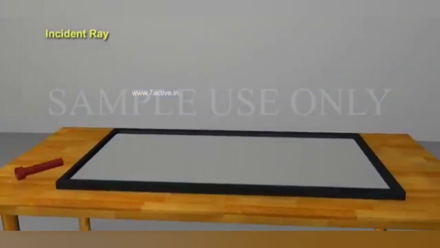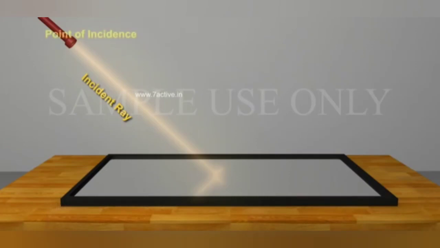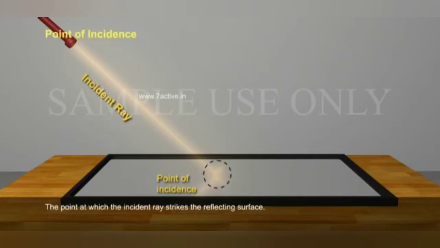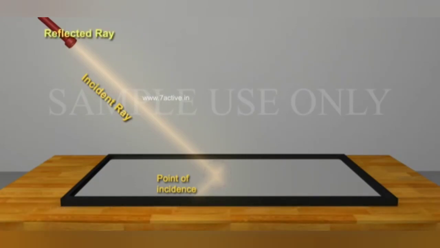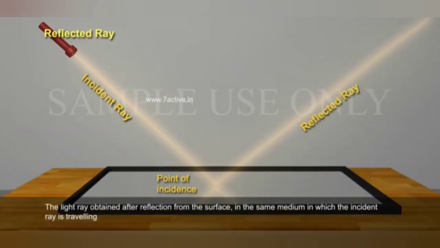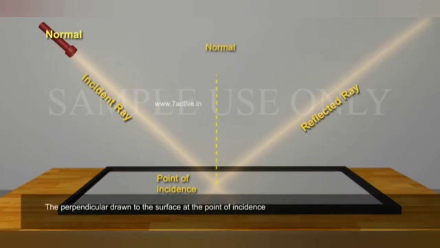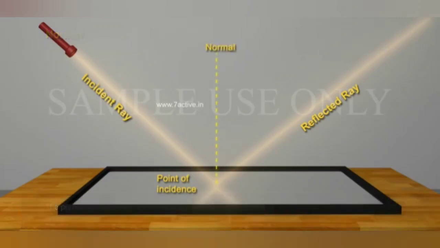Incident ray. The light ray striking a reflecting surface. Point of incidence. The point at which the incident ray strikes the reflecting surface. Reflected ray. The light ray obtained after reflection from the surface, in the same medium in which the incident ray is traveling. Normal. The perpendicular drawn to the surface at the point of incidence.